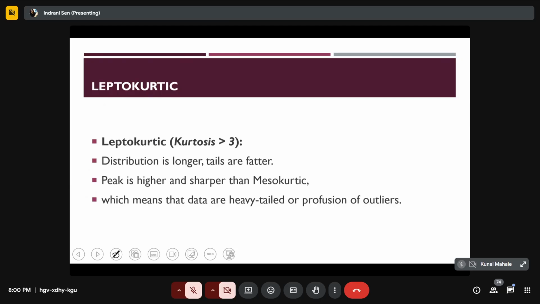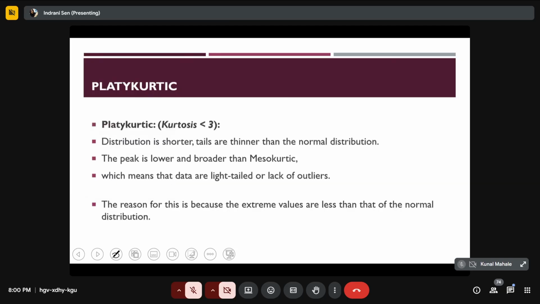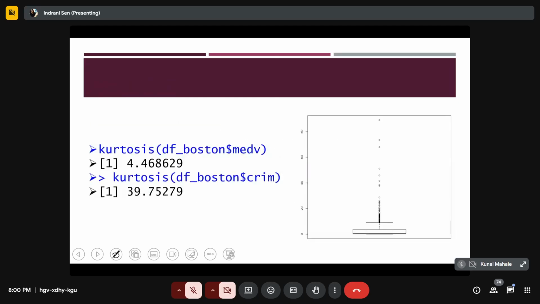Leptokurtic distribution is longer, tails are fatter. Platykurtic distribution is shorter, tails are thinner than normal distribution. So you can say this is the kurtosis. Kurtosis of property price is 4.46, while kurtosis of crime is 39.7.